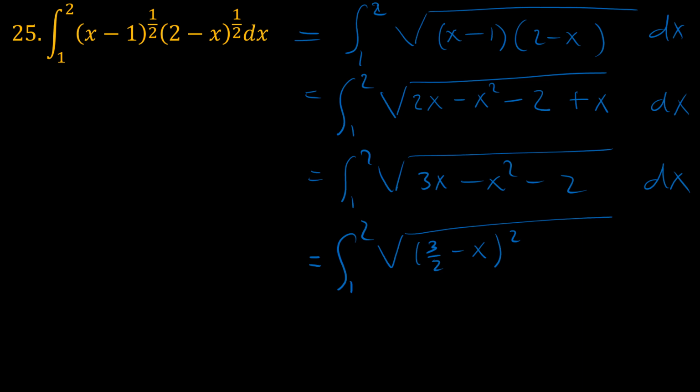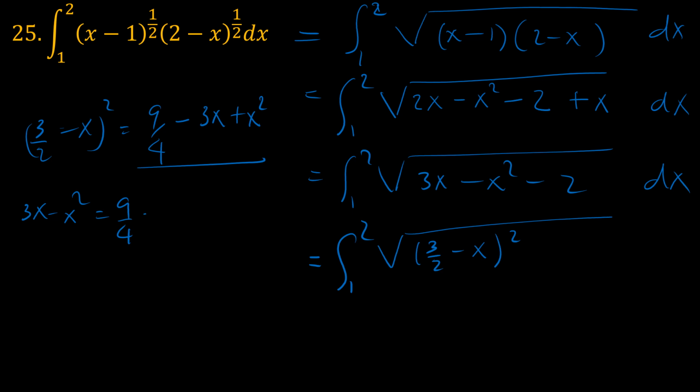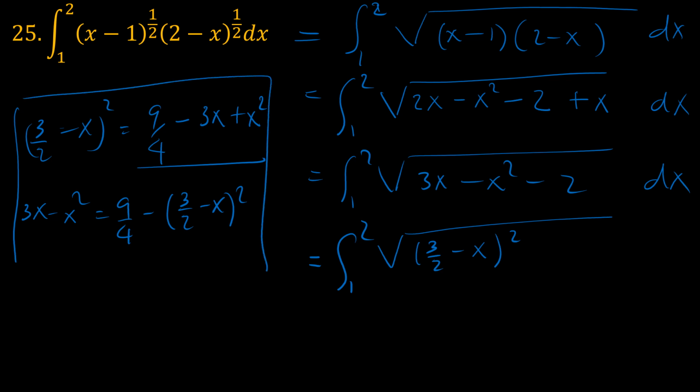Yeah, so if we have 3 over 2 minus x squared, that's the same as 9 over 4 minus 3x plus x squared, right? And so 3x minus x squared is the same as 9 over 4 minus 3 over 2 minus x squared. So let's box this out, right? So we're going to plug this in here.